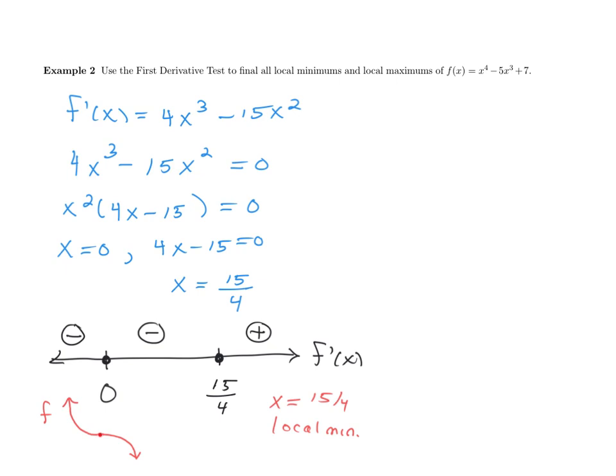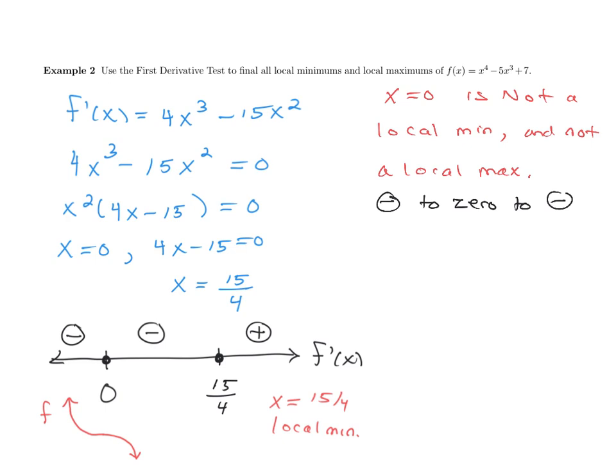This spot cannot be a minimum because there are values that are smaller than it on one side. It also can't be a maximum because there are values that are larger than it on the other side. It is possible that you have a critical number that doesn't fall into either of these categories. It's not a min, and it's not a max. I'll note that off to the side: x equals 0 is not a local min and not a local max. It is neither. What happened is the derivative went from negative to 0 to a negative number.